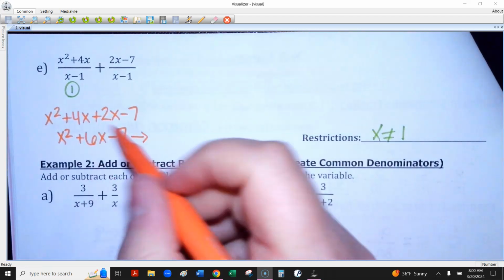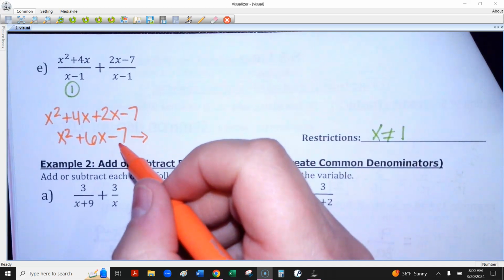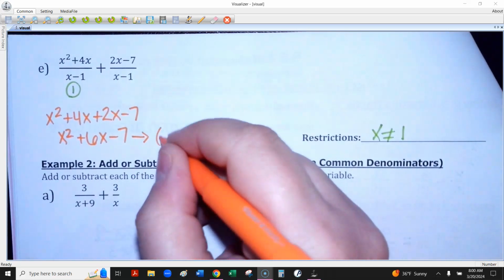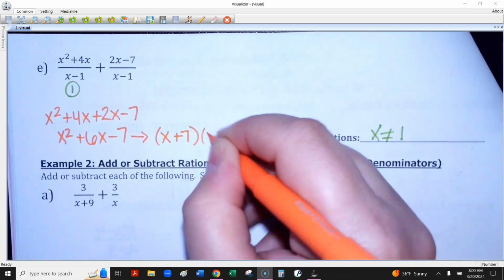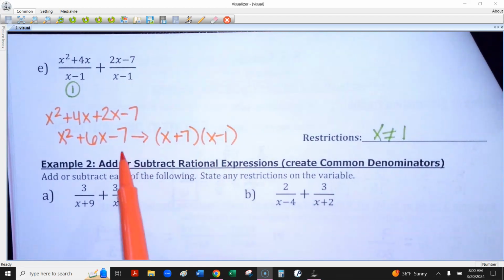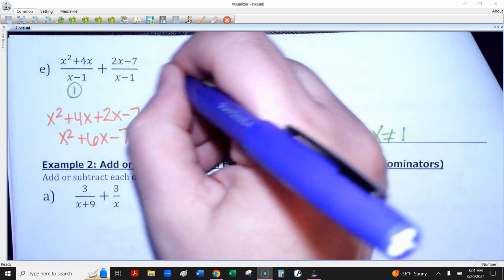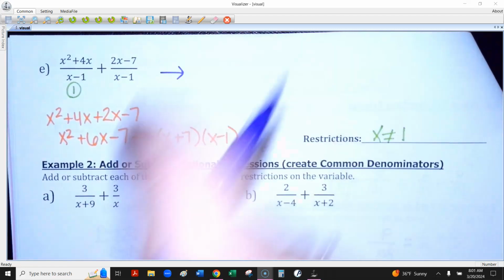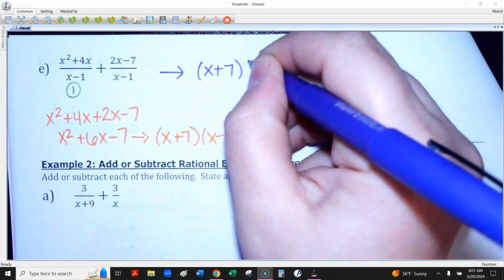Now here, multiply to get negative 7, add to get 6. We can do this. I'm going to do x plus 7 and x minus 1, because if I do 7 times negative 1, that's negative 7. 7 plus a negative 1 would be the 6. So that's the top. Now, let me back up here and just put it all together. So the top of the fraction, combine like terms, and then I put it in factored form so we could see if anything would cancel.